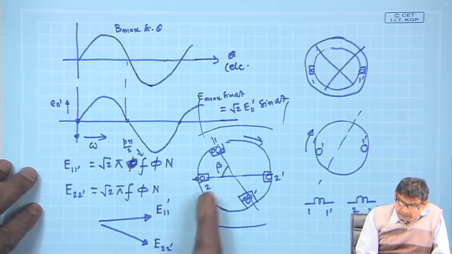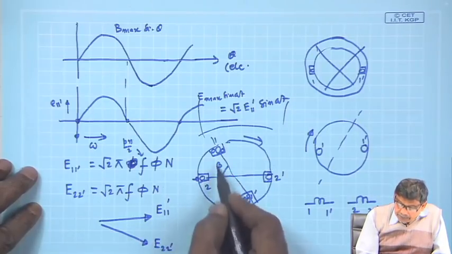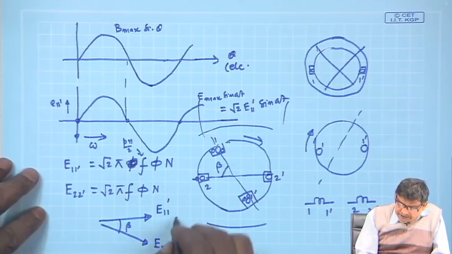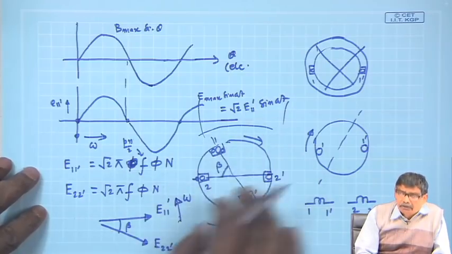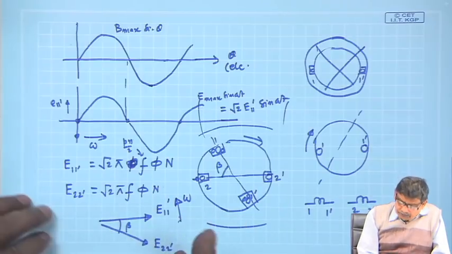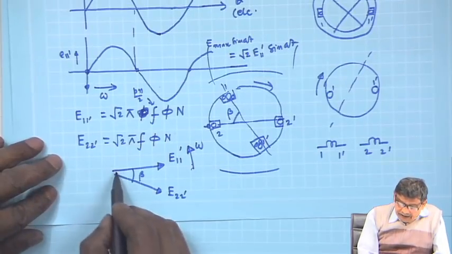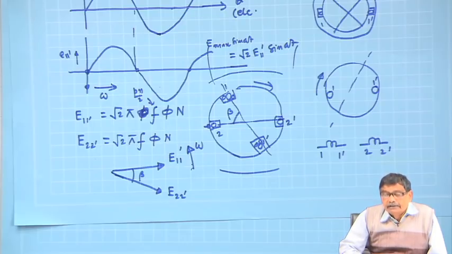By what angle? By the angle of separation between them, that is the angle between these two slots, that is beta. You know, in case of drawing a phasor diagram, this is how we draw. It has nothing to do with your rotation of rotor direction, clockwise. That is, once I have got the sinusoidal voltage, I can now invoke all the things which I have done in circuit theory, because they are sinusoidal voltages, time varying.